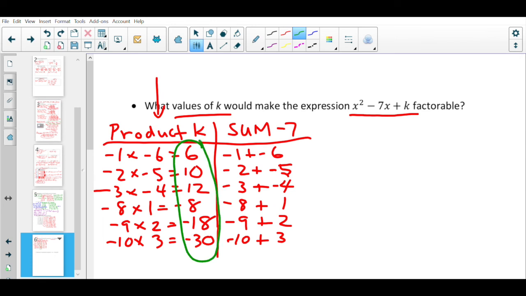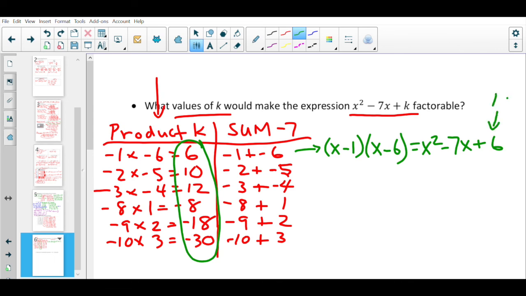So let's build possible trinomials that work. Since we picked the factors, a k value of 6 means that the two binomials are x minus 1 times x minus 6, and that equals x squared minus 7x plus 6. So here your k value is 6 right here. Here are all your k values. Okay? And we'll see how the k values match up.